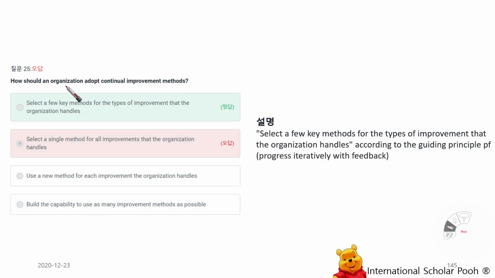How should the organization adopt continuous improvement methods? Select a few key methods for the types of improvement that the organization handles, according to the guiding principle of progress iteratively with feedback.